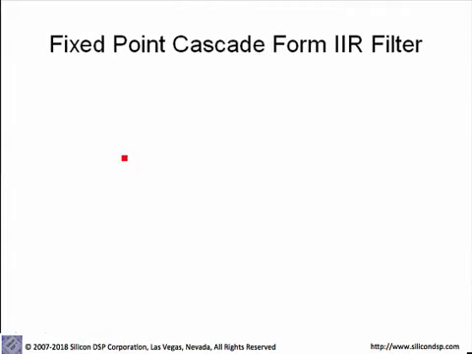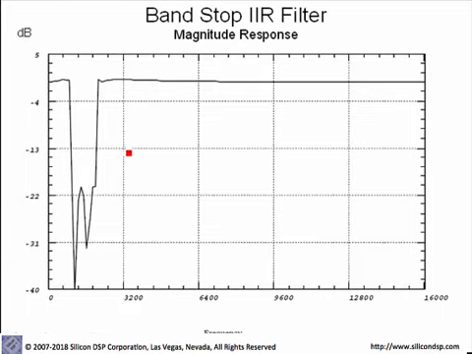Next we will consider the fixed point implementation of IIR filters using the Cascade form. Here we have a band stop IIR filter with very narrow transition width, so it's a higher order filter with stringent requirements on the filter design for a band stop filter.